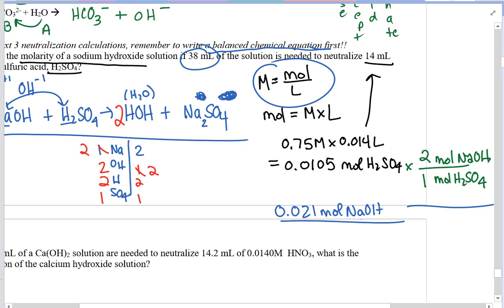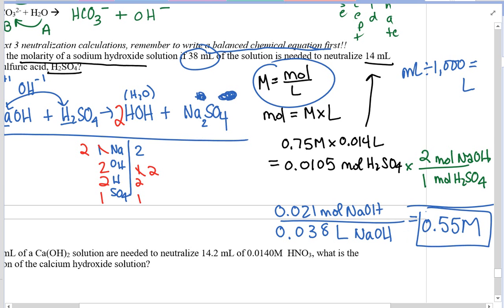So I'm trying to find molarity of sodium hydroxide, use the volume of sodium hydroxide, not the volume of the acid. So this is 0.038, because we got to convert it into liters. So our milliliters divided by 1,000 gives you liters. And so divided by 0.038, my molarity is 0.55.